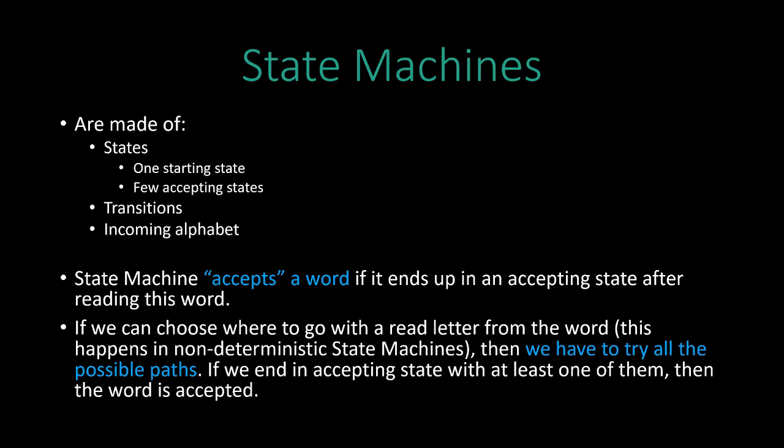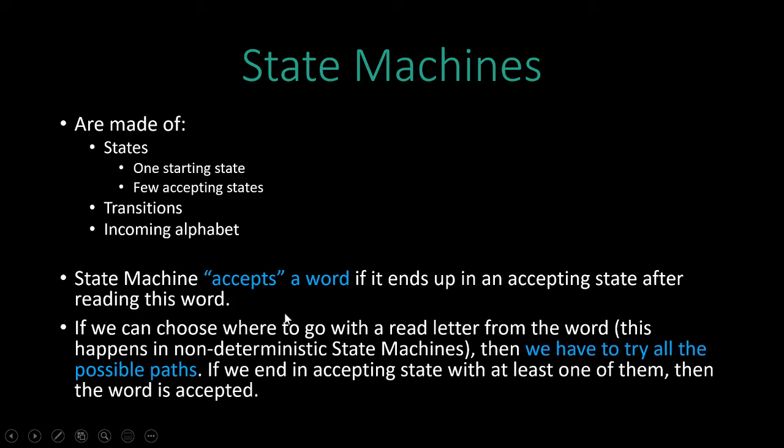When designing state machines, there can be multiple designs doing the same thing. Some can be more efficient, some less efficient. But that's about it. And with the states, to get from one state to another, we need transitions, and transitions read the incoming letters, and these letters move the whole machine from one state to another. It's important to know if the state machine accepts a word, and that happens if this machine ends up in an accepting state after reading this word.